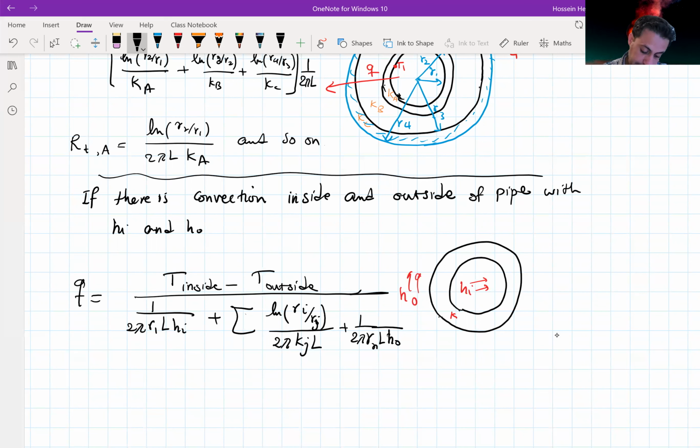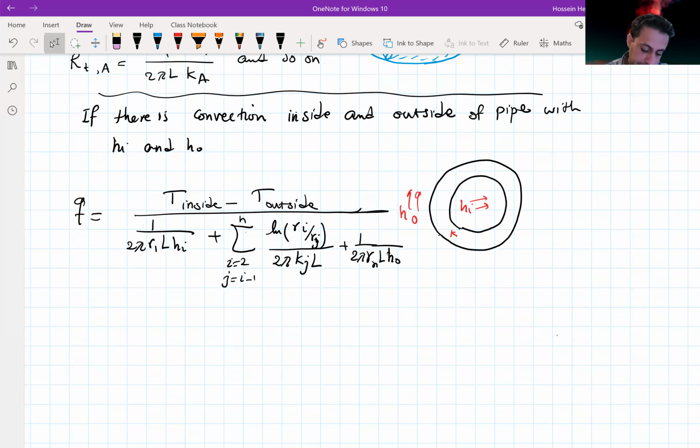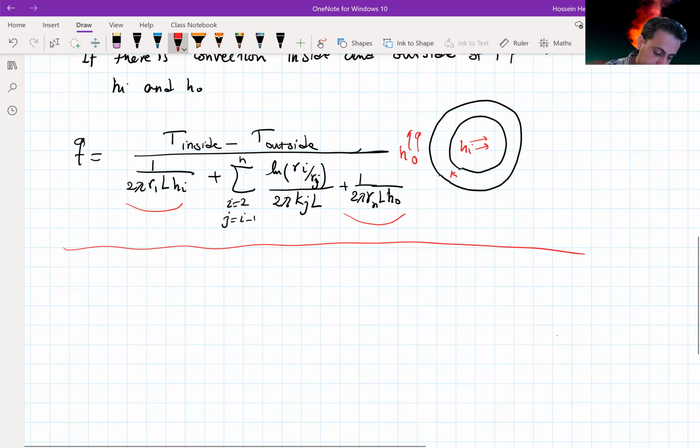Now, what are i and j here? i changes from 2 to n, and j is i minus 1. Don't confuse that with the Hi. So this is for the multiple layers. Like you would see in the resistance form, we have 2 terms related to the convective heat transfer that happens here. Now we can have similar things for a spherical geometry.